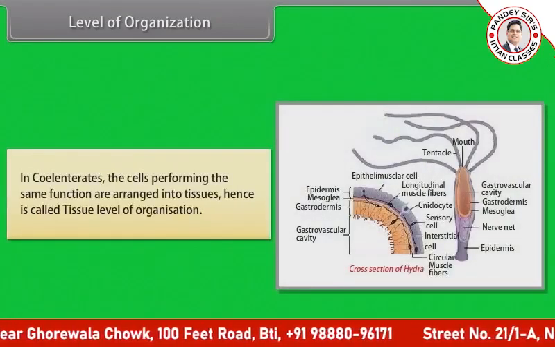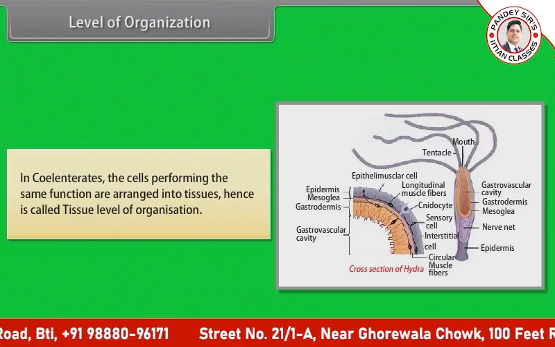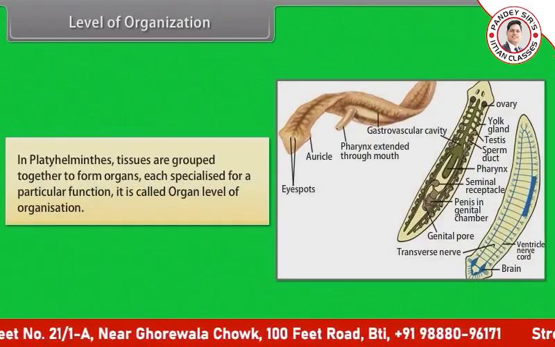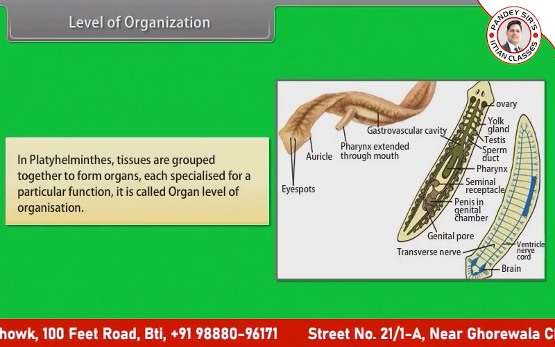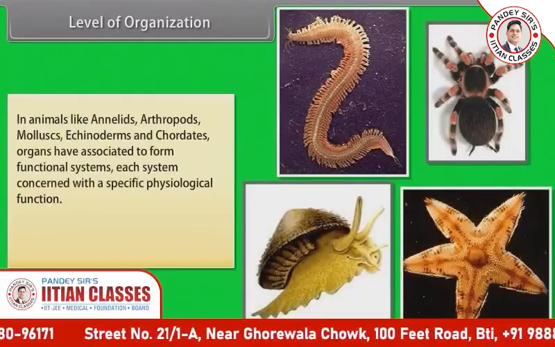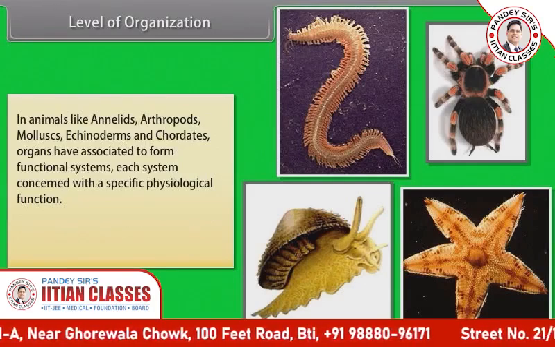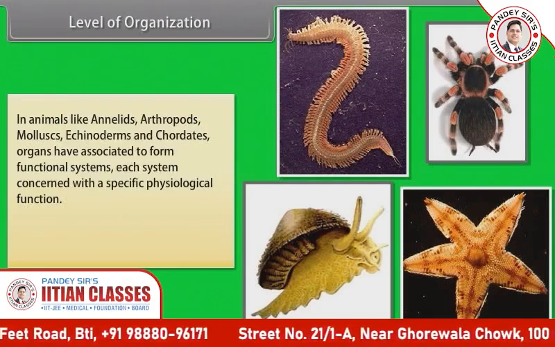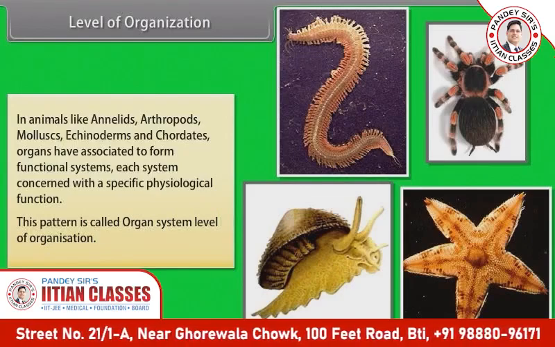Examples: in sponges, the cells are arranged as loose cell aggregates, that is, they exhibit cellular level of organization. In coelenterates, the cells performing the same function are arranged into tissues, hence it is called tissue level of organization. In Platyhelminthes, tissues are grouped together to form organs, each specialized for a particular function. It is called organ level of organization. In animals like annelids, arthropods, mollusks, echinoderms and chordates, organs have associated to form functional systems. Each system is concerned with a specific physiological function. This pattern is called organ system level of organization.